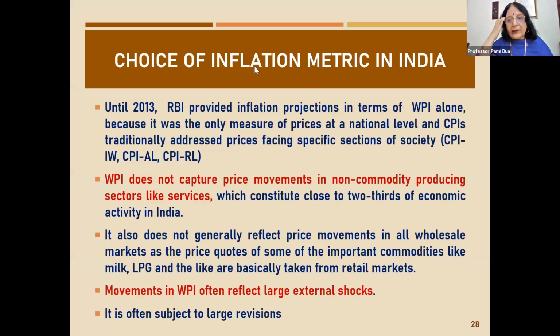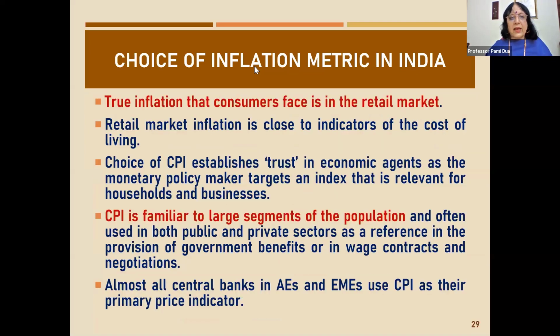And then the next task of the committee was to choose which measure of inflation to use, whether we should use consumer price index, and if so, which version of it, or whether we should use the wholesale price index. The wholesale price index was rejected because it does not cover the non-commodity producing services, which is a large part of consumer expenditures. And so it went with the consumer price index because that reflects the expenditures of large segments of the population. And this is the inflation that consumers face in the retail market.